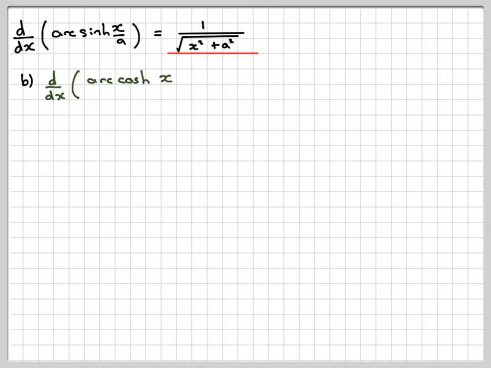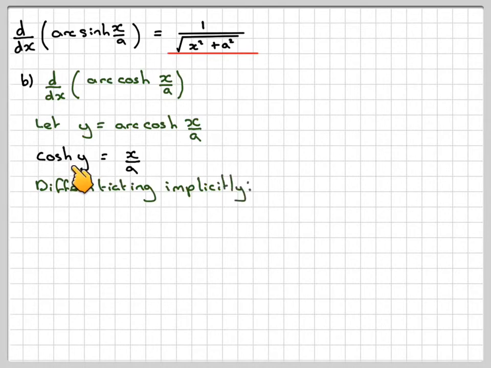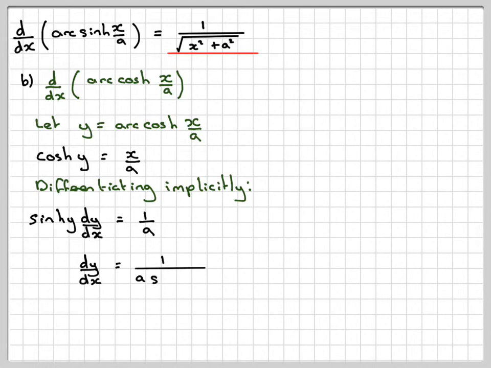Now, d/dx of arccosh of x over a, same process, let y be equal to arccosh of x over a. Therefore, cosh of y is equal to x over a. If we now differentiate implicitly, if you differentiate cosh, you get sinh. Sinh of y, dy by dx, and differential of x over a is 1 over a, and therefore dy by dx, which is what we want to find, is 1 over a sinh of y.